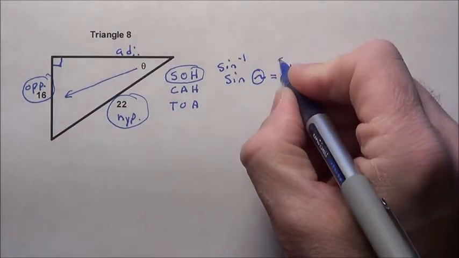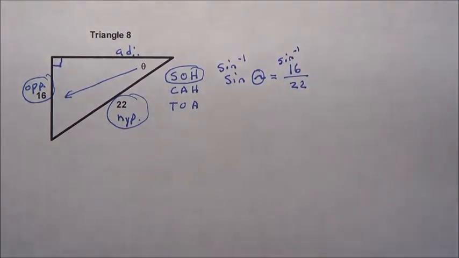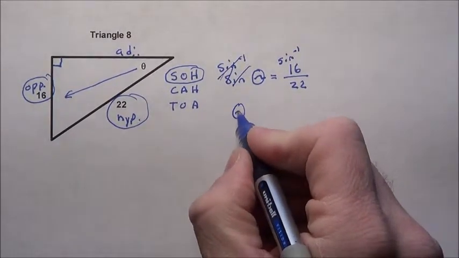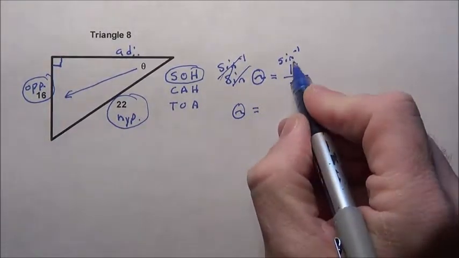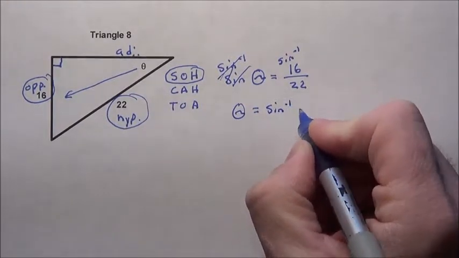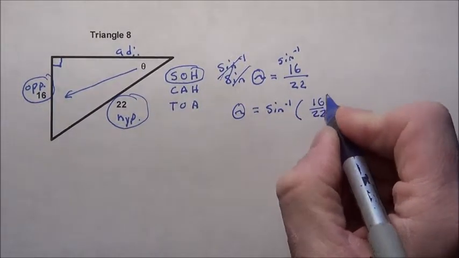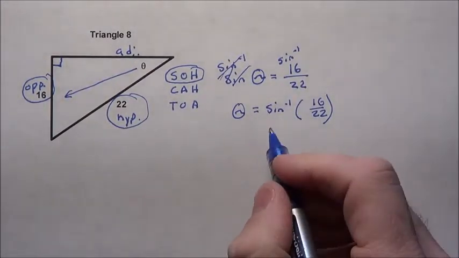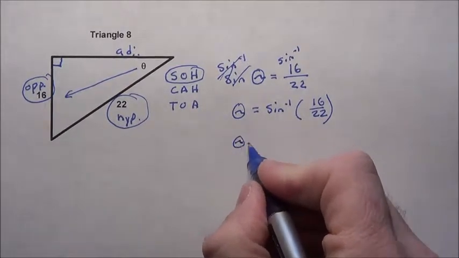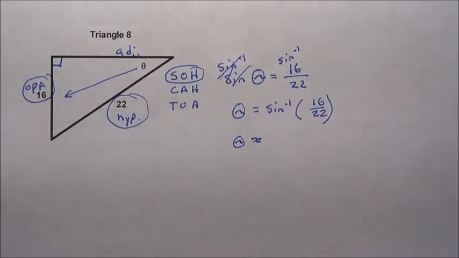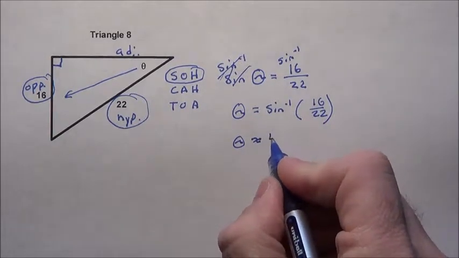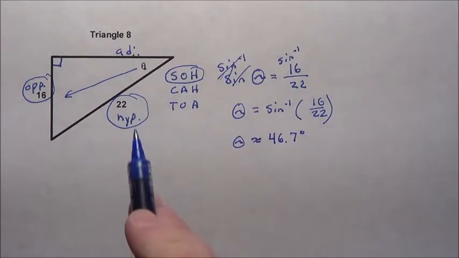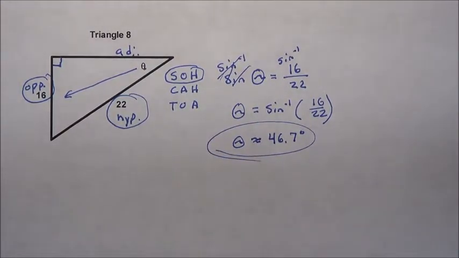If I take the inverse sine on this side, I have to do the same thing to the other side to keep things balanced. The inverse sine of a sine basically just goes away, and we're left with theta, our angle measurement. It's going to equal the inverse sine of this fraction. I put my calculator in degree mode, hit second sine button, that's usually where the inverse sine is, and when I did it a little bit ago, I got the inverse sine of 16 over 22 equals 46.7 degrees. This angle right here in triangle 8 is 46.7 degrees.